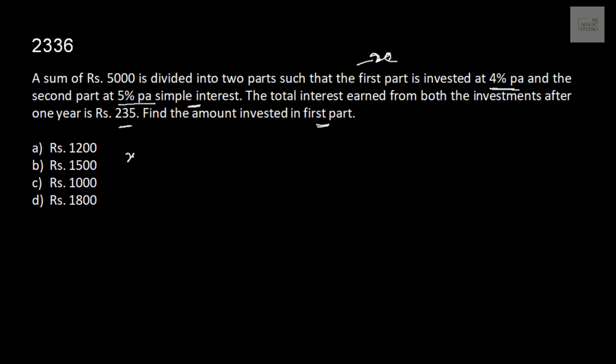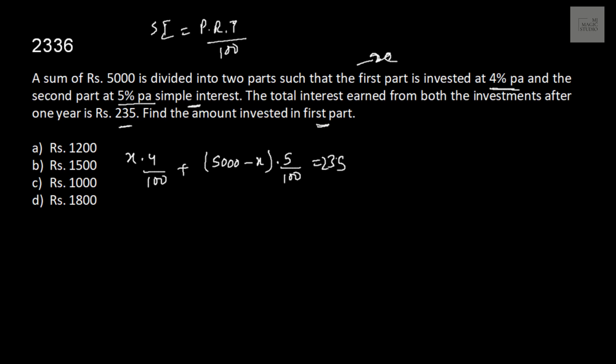Then X into 4% plus (5,000 minus X) into 5% must be equal to 235. We know the simple interest formula is just P into R into T by 100. Here T is 1, so it is simply PR by 100. So let's solve this now.